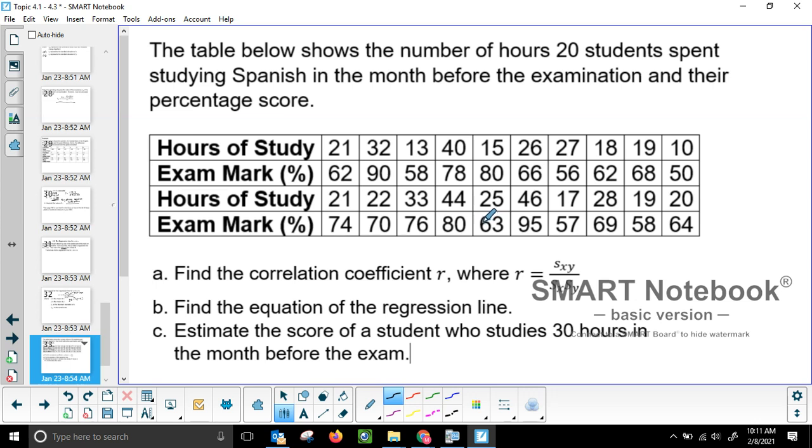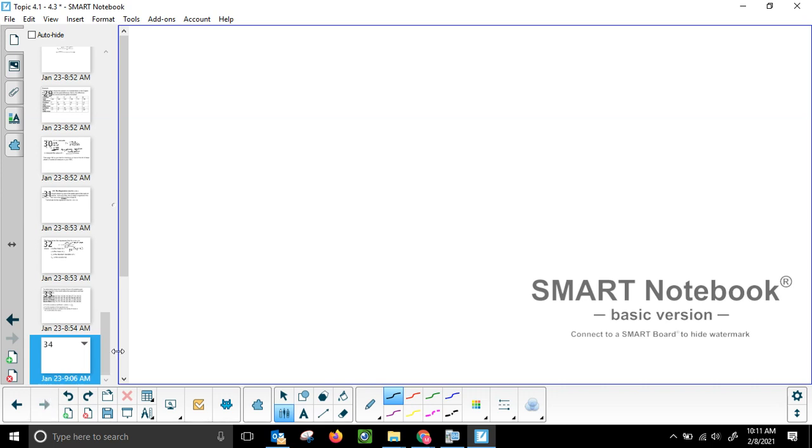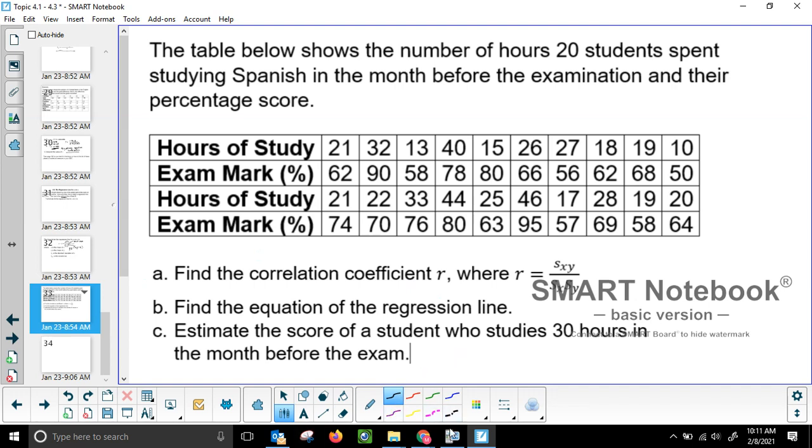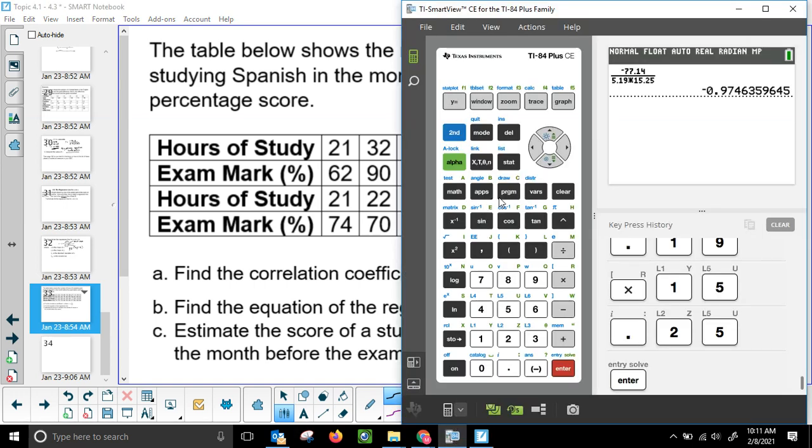The table below shows the number of hours 20 students spent studying Spanish in the month before the examination, and their percentage score. A, find the correlation coefficient. B, find the equation of the regression line. And C, estimate the score of a student who studies 30 hours in the month before the exam. Now we could do all of that by hand, but why? Let's go ahead and show you how our calculator can do all of this.